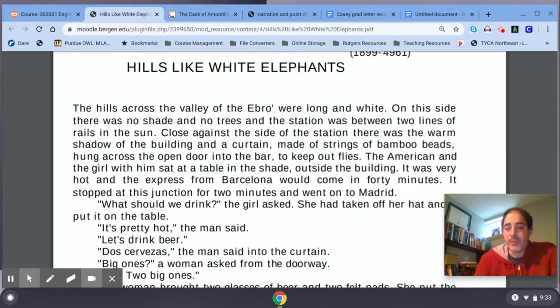For example, the story begins, right? We meet the hills across the valley of the Ebro were long and white. On this side, there was no shade and no trees, and the station was between two lines of rails in the sun. Close against the side of the station, there was the warm shadow of the building, and a curtain made of strings of bamboo beads hung across the open door into the bar to keep out flies. The American and the girl with him sat at a table in the shade outside the building. It was very hot, and the express from Barcelona would come in 40 minutes. It stopped at this juncture for 2 minutes and went on to Madrid.